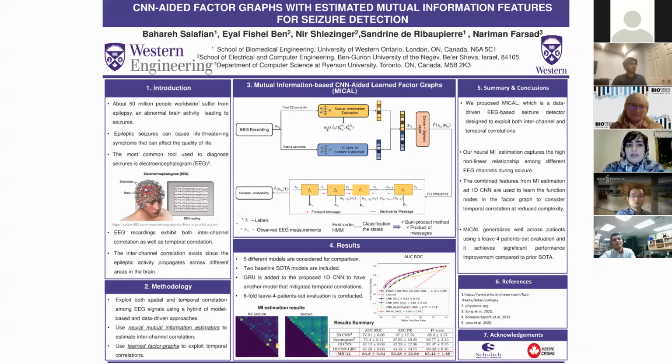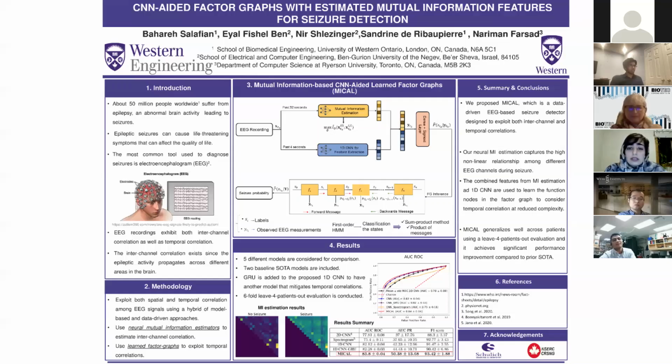Hi everyone, today I will be presenting our work on CNN-aided factor graphs with mutual information estimation features for seizure detection. Epilepsy is a chronic neurological disorder which affects about 50 million people in the world. This disease is usually associated with recurrent episodes of abnormal brain activity in the central nervous system known as epileptic seizures. These seizures can have different side effects on patients' bodies, such as muscle contraction and loss of consciousness, that can make patients' daily life really challenging.